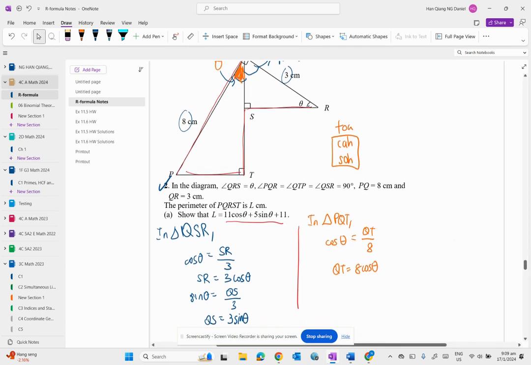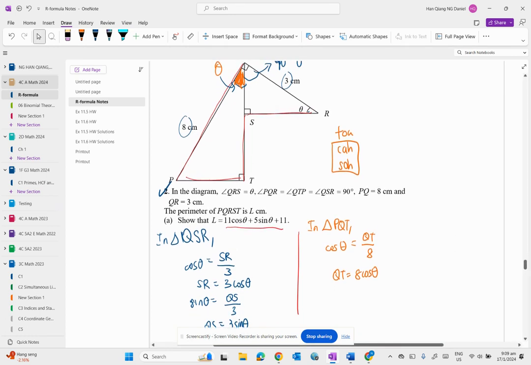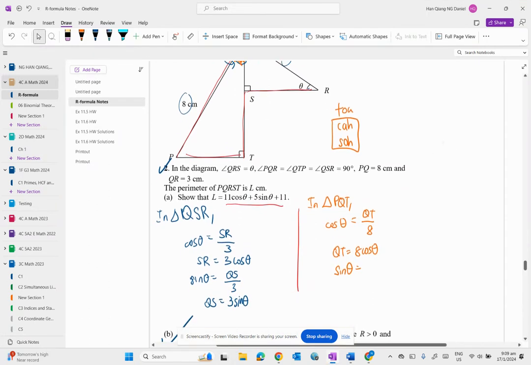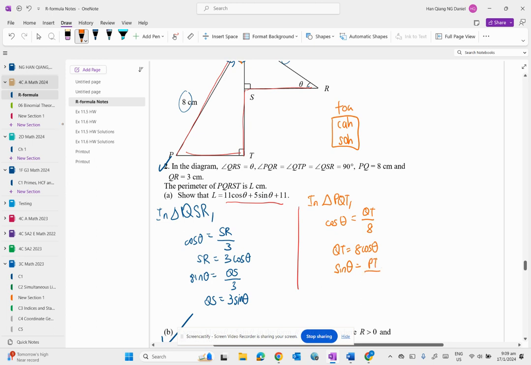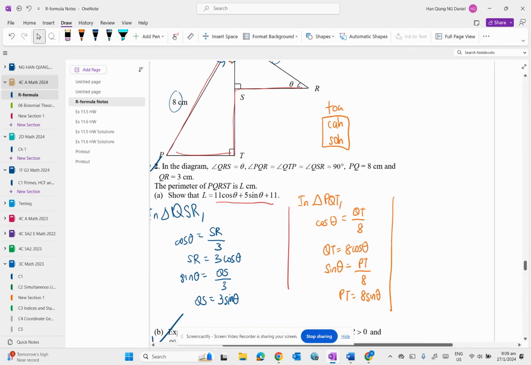Okay, so next one. I got sine theta now. Sine theta, opposite is which one? PT. PT over 8. And then PT equals 8 sine theta. So we're not done. This one's a bit more tedious.